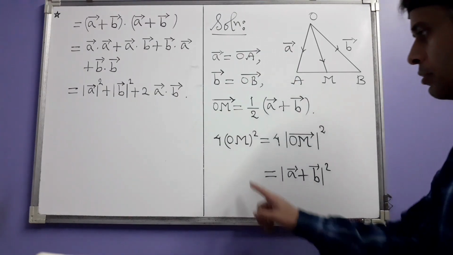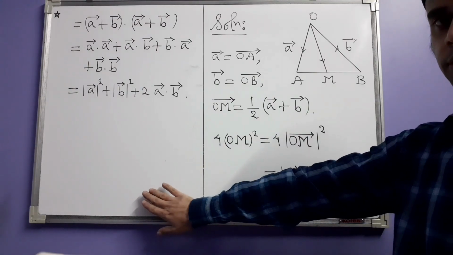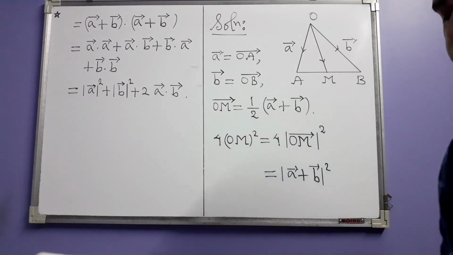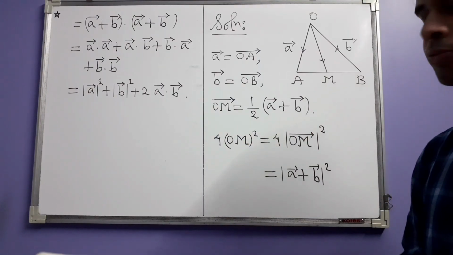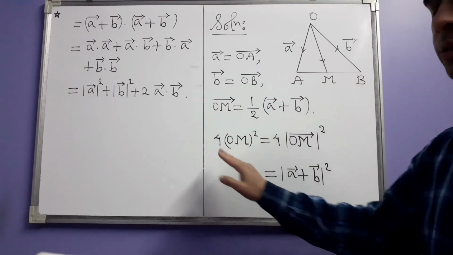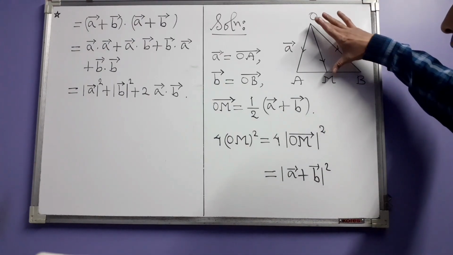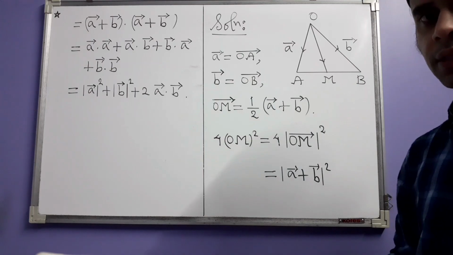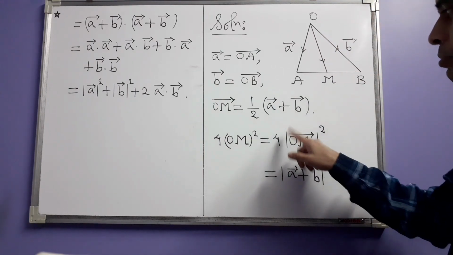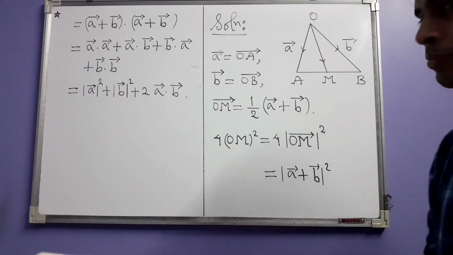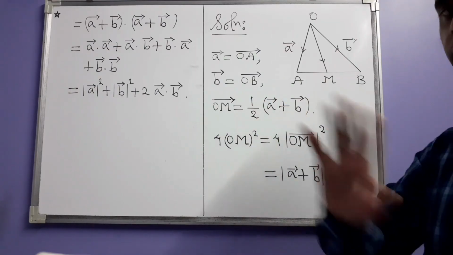Next we consider 4 times OM squared. OM squared is one of those terms that are there in that identity that we want to prove. So we consider 4 times OM squared. It will be clear why we chose 4 here. So what is OM? OM is the length of this line segment, which is the magnitude of the vector OM. So that means magnitude of OM square. That means magnitude of this square.